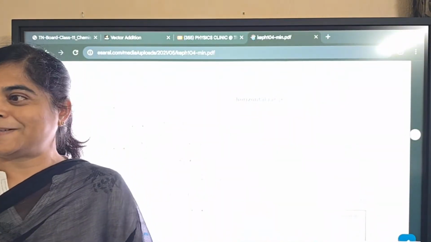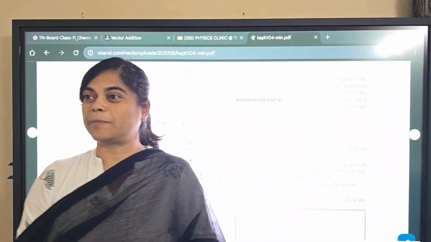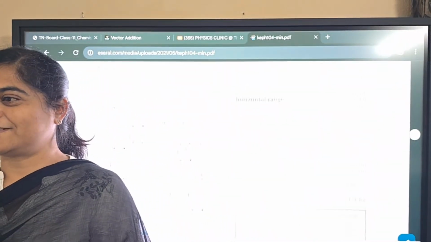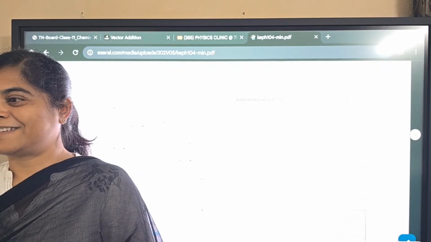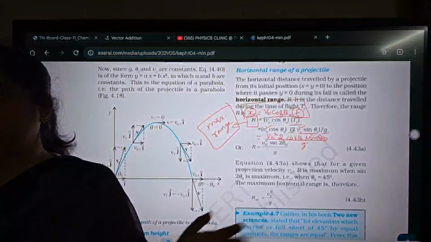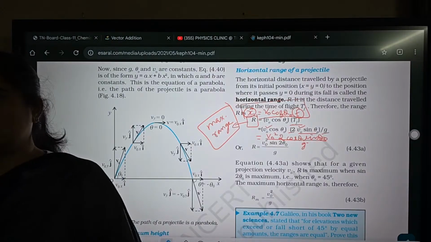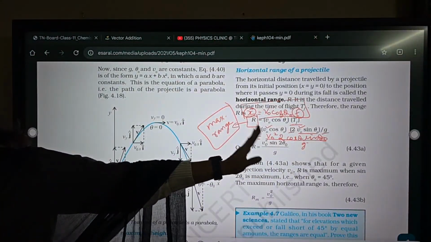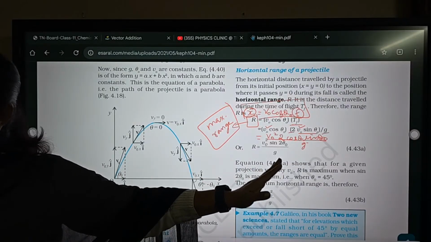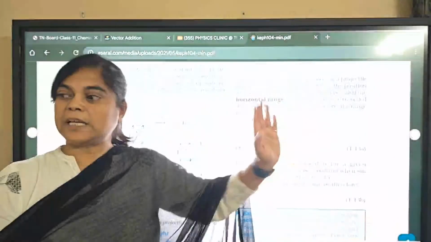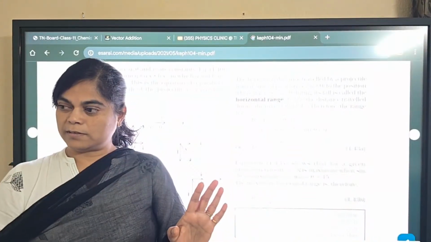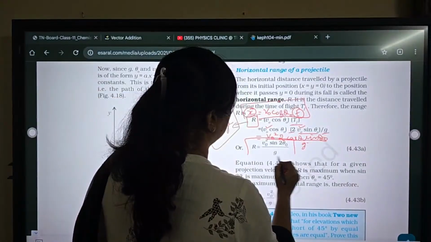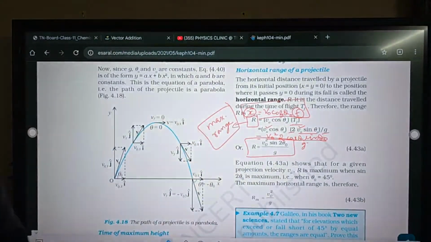Forgot, right? Third lesson, third chapter, gone away from your mind. Then what is the sin 2 theta formula? 2 cos theta sin theta. Is it clear for you? It's a trigonometric formula. You can keep it in your mind: 2 sin theta cos theta will be sin 2 theta. Got it? So R is equal to v naught square sin 2 theta naught by g.